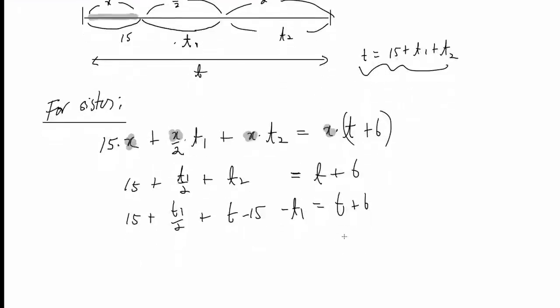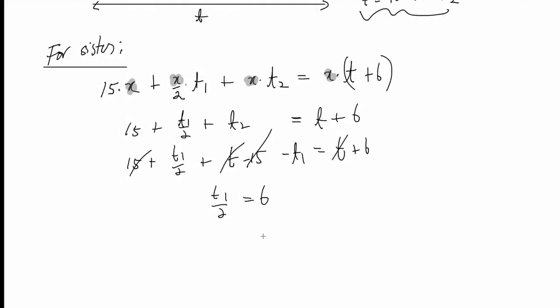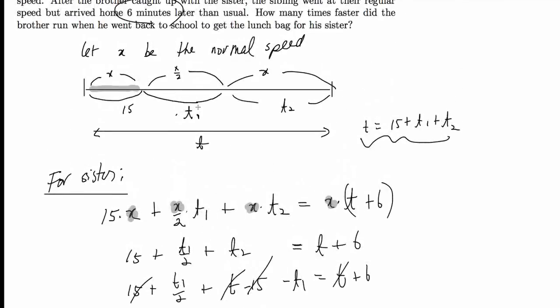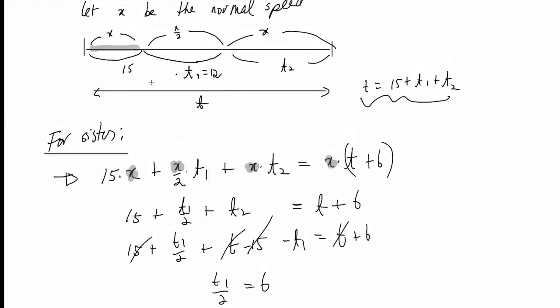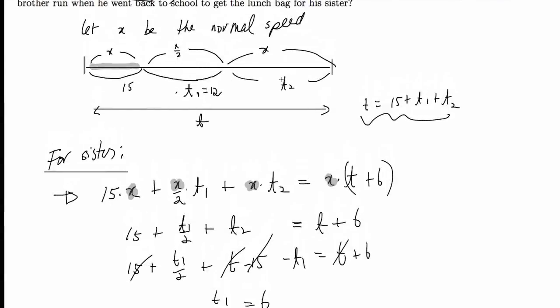Let's continue to simplify this. Both sides have t. The 15 also cancels out, and we get t1 over 2 is equal to 6. And something very nice happens. t1 is 12 minutes. So we just found out that this right here is 12 minutes. The difficult part really is this setup here, writing a distance of how the sister walked through this entire thing.